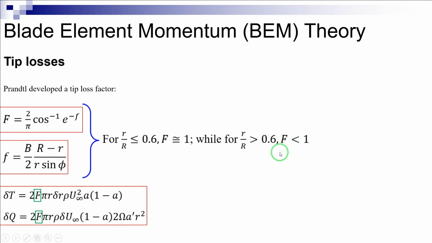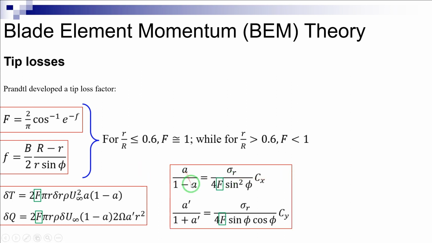Thus, as one approaches the blade tip, the tip loss factor decreases significantly, which corresponds to an increase in the induction factor in this area. This, as a result, reduces both the relative wind speed and the angle of attack. That is the reason why the aerodynamic forces undergo a decrease close to the blade tip. The axial and the tangential induction factors, a and a prime, are also modified, as we can see here.